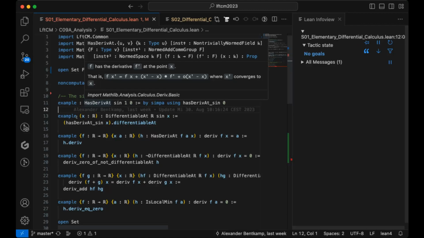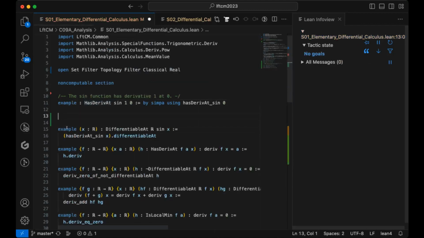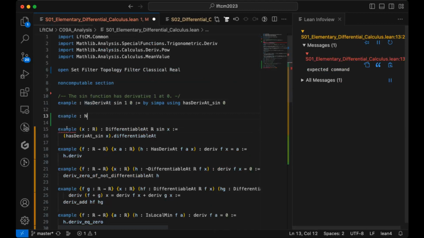And if you want proof of that, you can say, I could do it with example, non-trivially normed field.